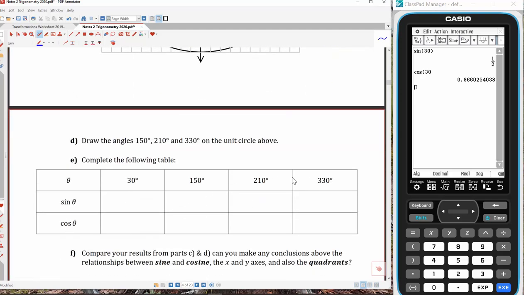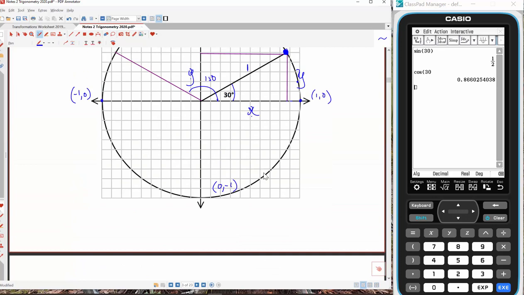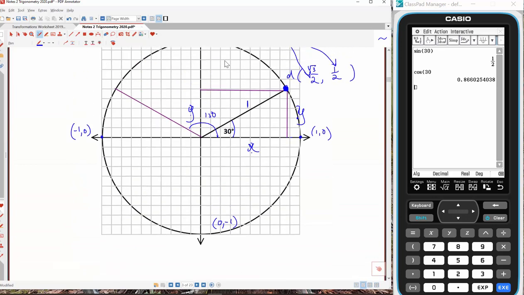All right, they also want us to do 210 and 330. So 210 is 30 more than 180. So that's going to go, one, two, three, down to there. And 330 is 30 less than 360. So that goes down to there.